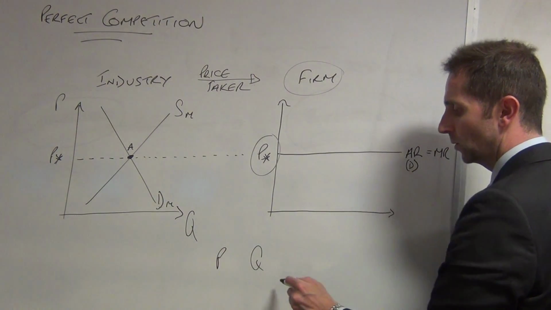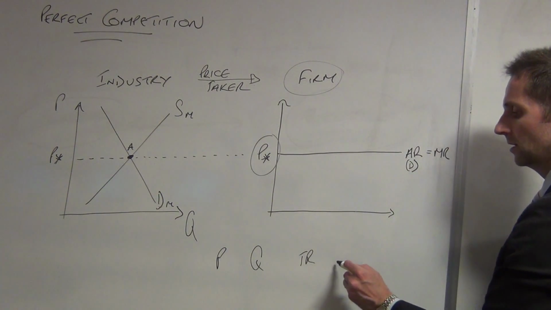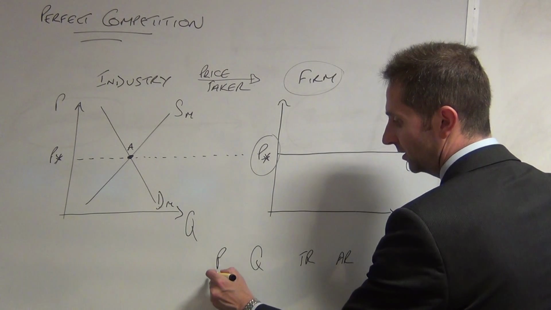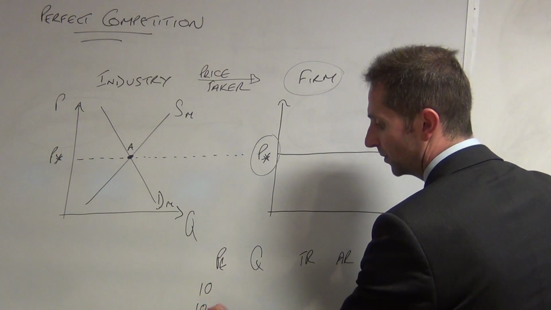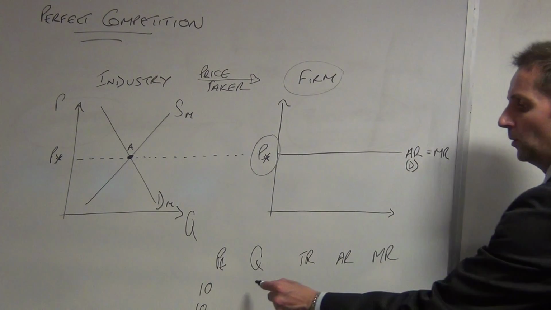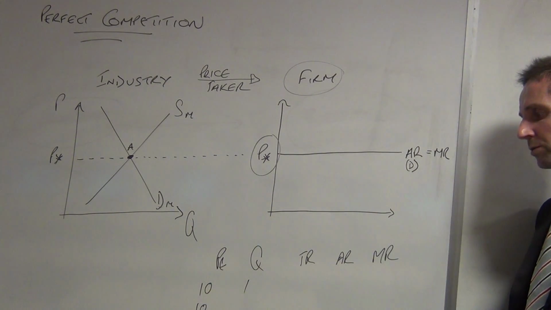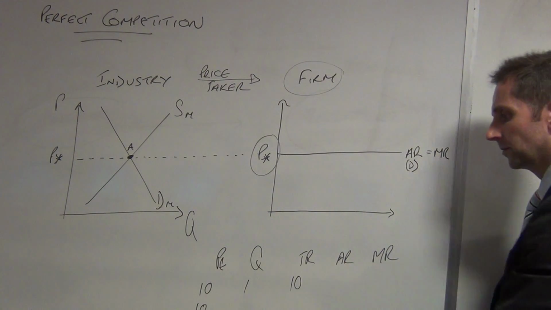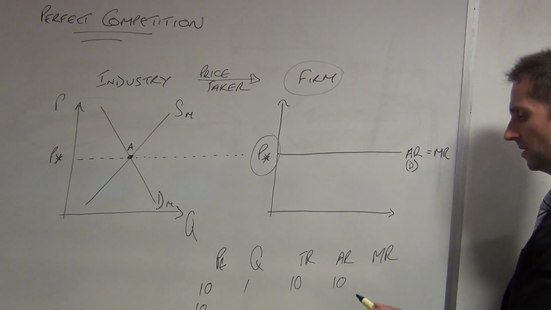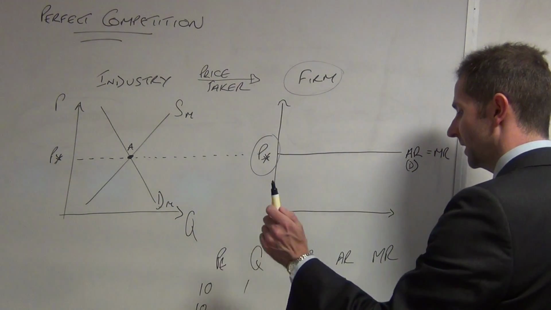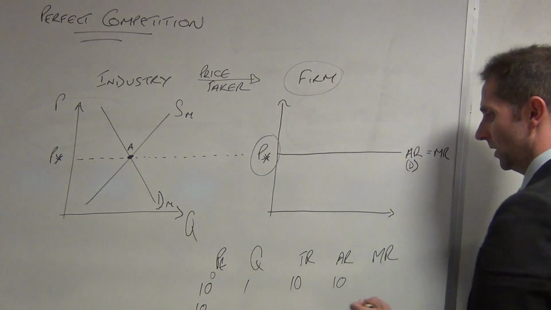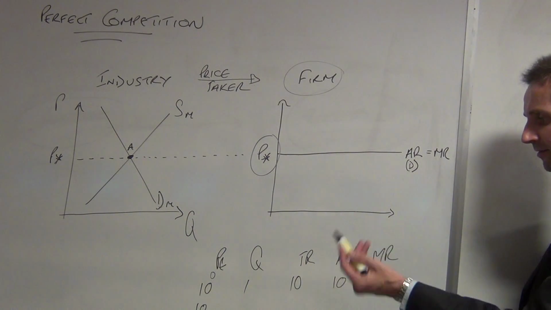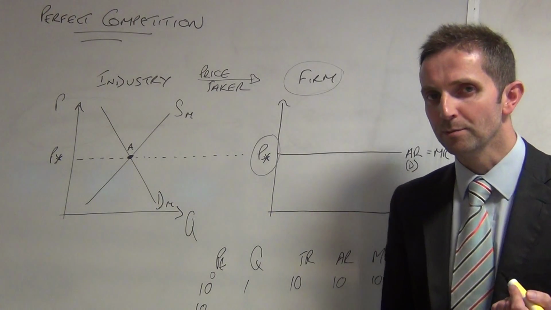So price, quantity, total revenue, average revenue, marginal revenue. Let's just say that this particular item is selling for £10 per unit. Well, if you sell 1 unit, how do you get the total revenue? P times Q. So the total revenue is 10. How do you get the average revenue? 10 over 1, 10. If we assume that we had sold 0 here, well, the marginal revenue would again be 10, because at 0 you wouldn't be earning any revenue, and then at 1 unit you're earning £10.